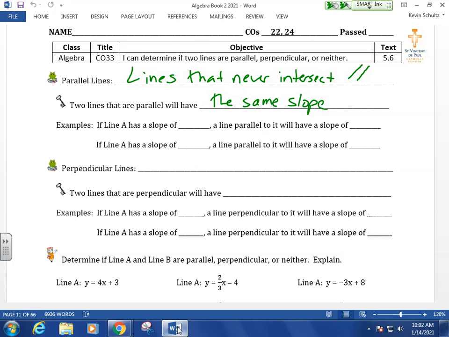How about perpendicular lines? We'll come back to these examples in just a little bit. But what about perpendicular lines? What are those, Peter? Lines that intersect, but they intersect in a special way. It's more than just that they cross. Yes, lines that intersect at a 90-degree angle.